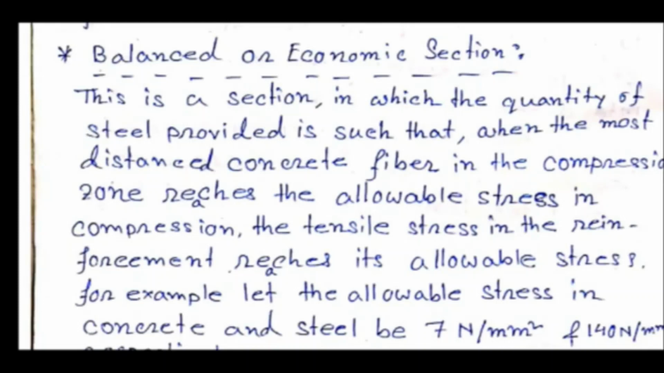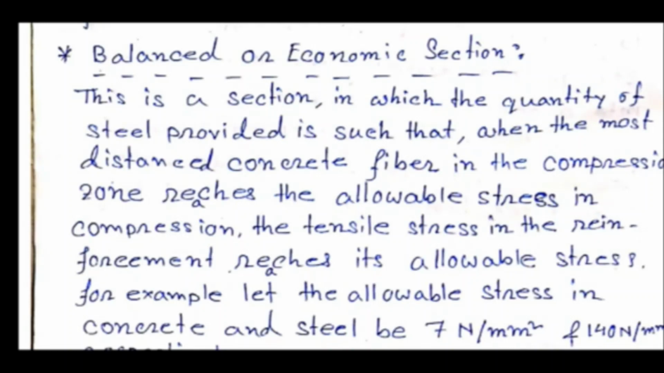In practical cases, a balanced section is not designed; it cannot be designed actually, but the balanced section is our reference, our benchmark to understand. So let's focus on the balanced section. This is a section in which the quantity of steel provided is such that when the most distant concrete fiber in the compression zone reaches the allowable stress in compression, the tensile stress in the reinforcement reaches its allowable stress.